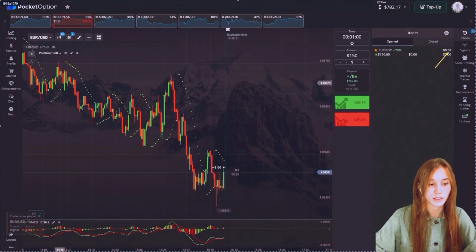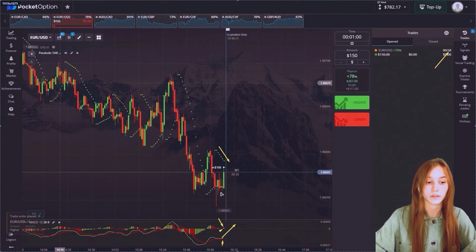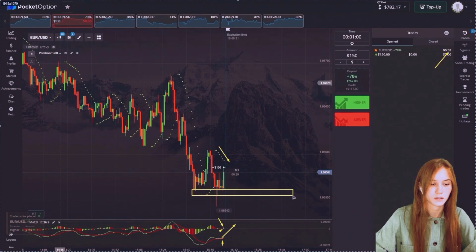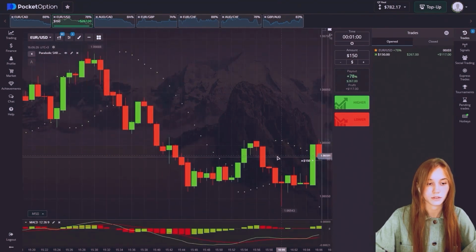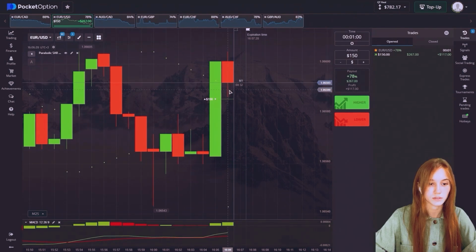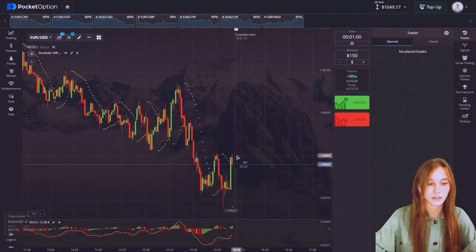By parabolic we see decreasing trend, but by MACD we see that the green line is going up and the red bar is lower. Also we see increasing trend. 4 seconds left. Zoom it. Yeah. Our deal goes into plus.